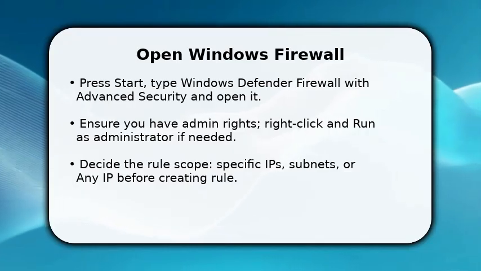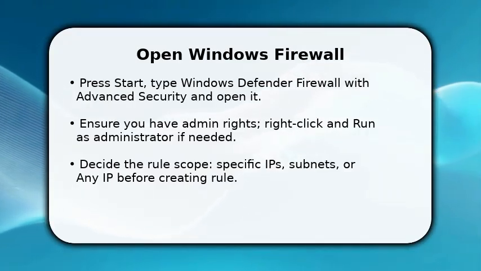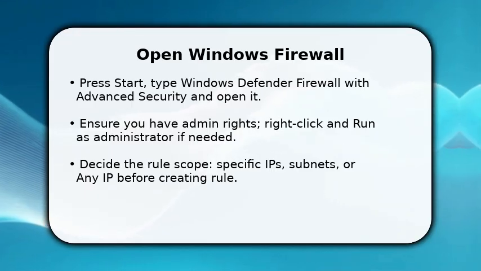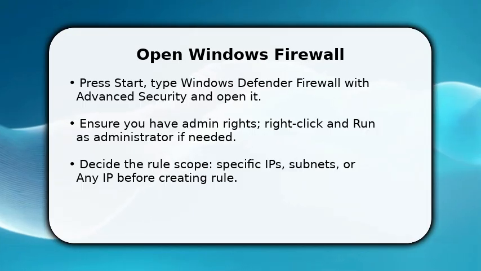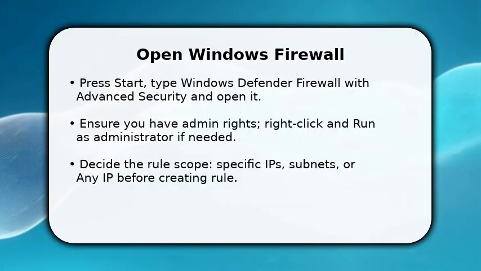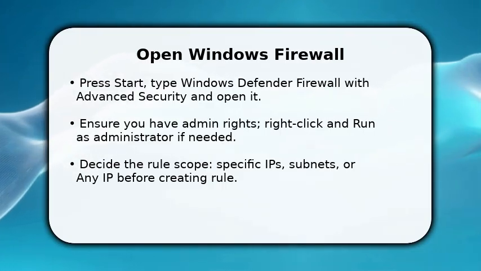You begin by launching Windows Defender Firewall with Advanced Security as an administrator. This gives you full control over rules. Once the console is open, choose Inbound Rules in the left pane so you can add a new entry. Make sure you decide the rule scope up front, whether it applies to any IP, a single address, or a subnet, because that choice affects security.